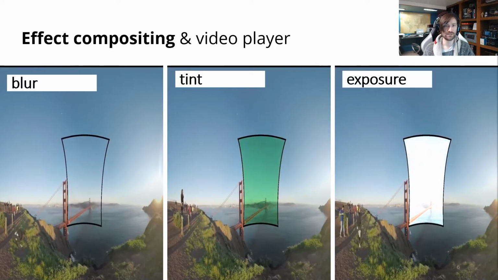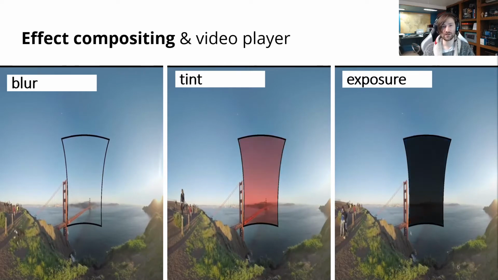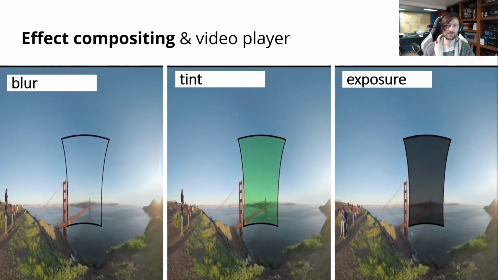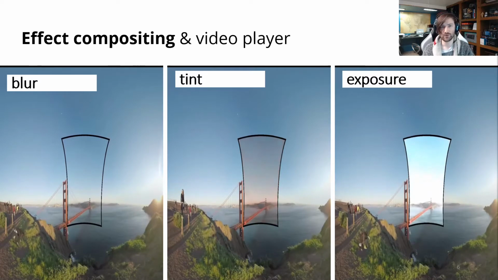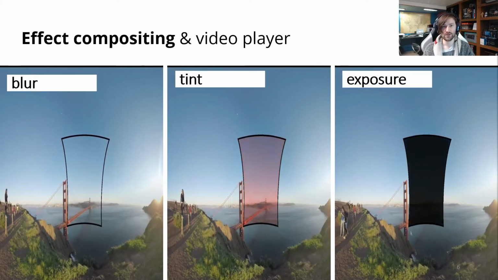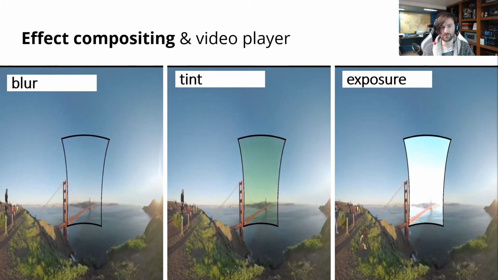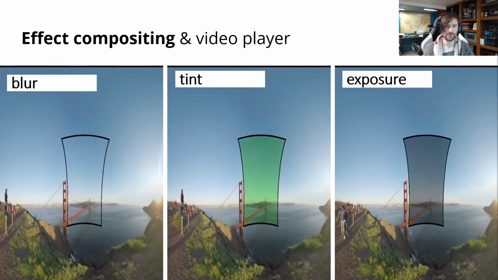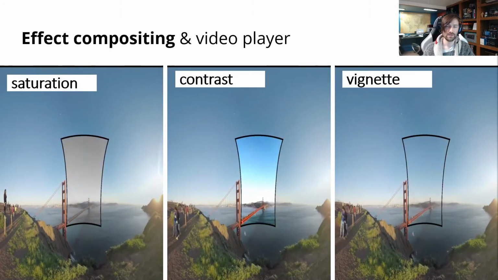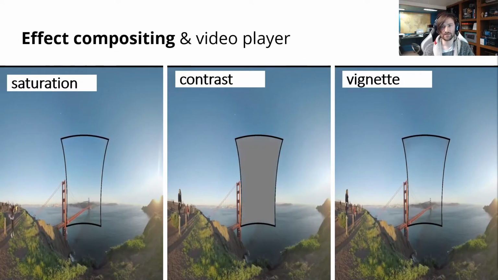In order to facilitate real-time rendering of effects, we built a video player for Windows and iOS. The player takes in a set of spatial keyframes, determines their optimal weights for interpolation, and renders those effect parameters onto the current view of the user in real time. For our prototype player, we implemented a set of standard filmic effects that include blur, tint, exposure, saturation, contrast, and finally vignette.